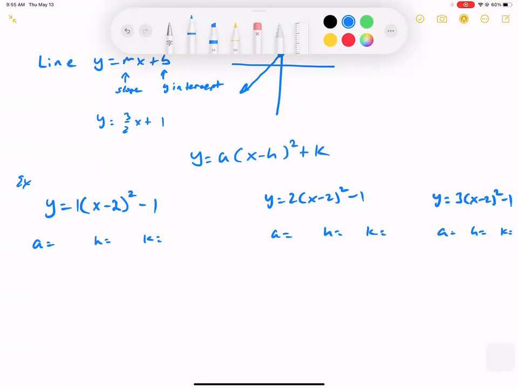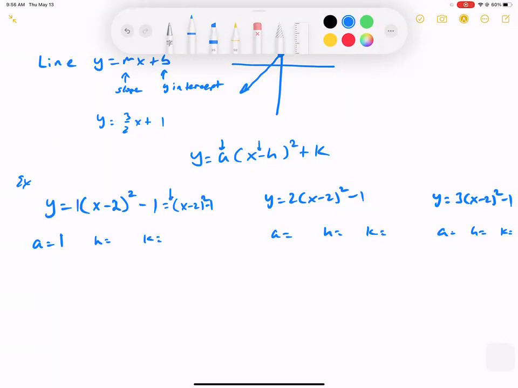So using our algebra skills, we have to make sure we keep our negative signs and we don't lose them. So what would A be for our first problem? Well, A is just a different number. That's a 1. And oftentimes, if we don't have anything, that's an invisible 1. So if I wrote it as x minus 2 squared plus minus 1, if I don't write anything, that's always going to be an invisible 1 by default.